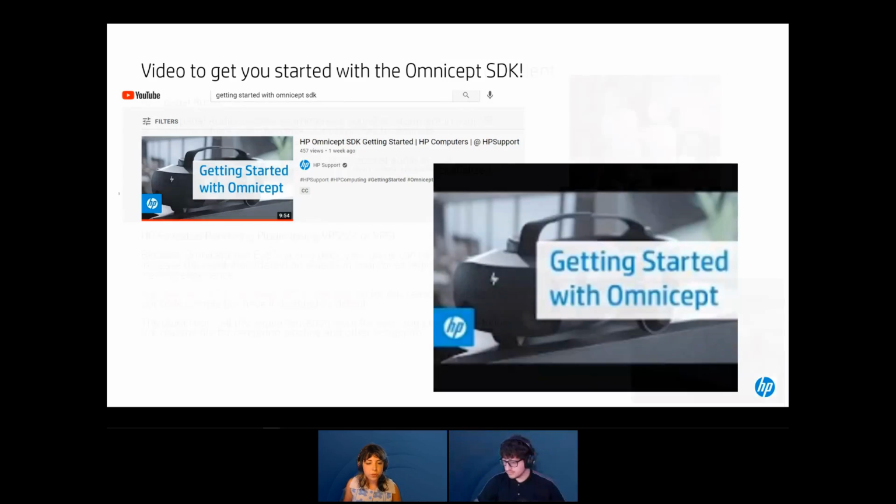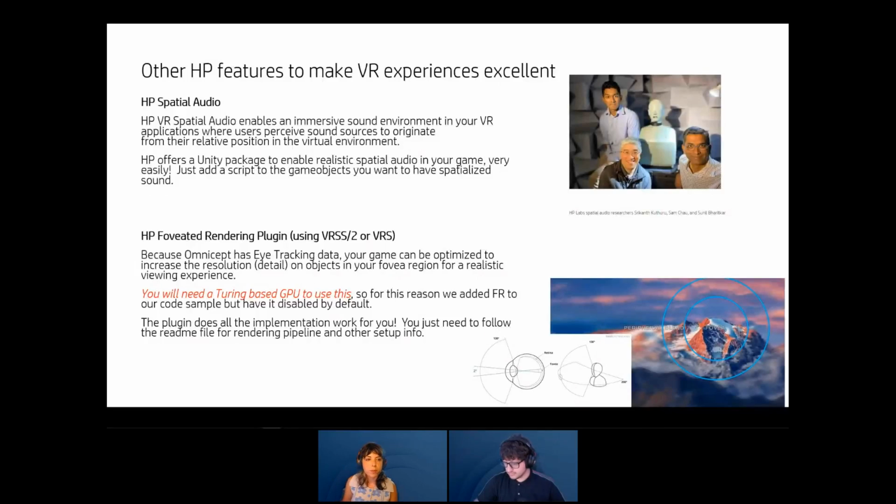And then I wanted to mention, before we move forward, some other things that are available on that dev portal. So we have other features that are making VR experiences excellent. There's a spatial audio plugin that we have for Unity, because of machine learning from our HP Labs PhDs, that makes realistic audio in your scene. You just add a script to your game objects that you want to have spatialized sounds. So if something's happening in the distance, it sounds like it's happening in the distance. That's great and free, and you could add that to your Unity application today.